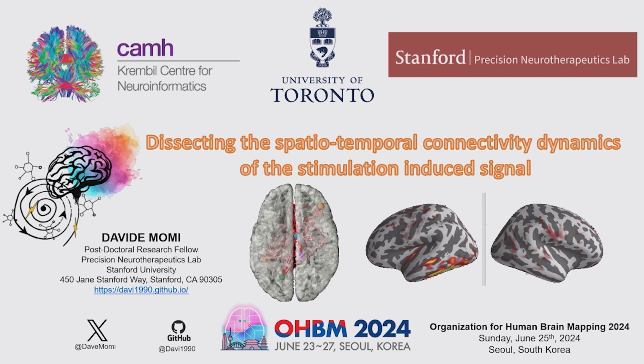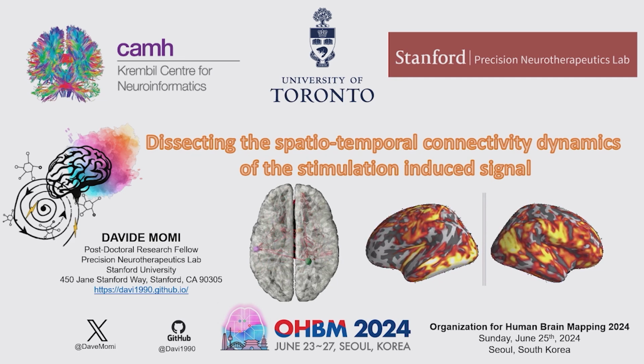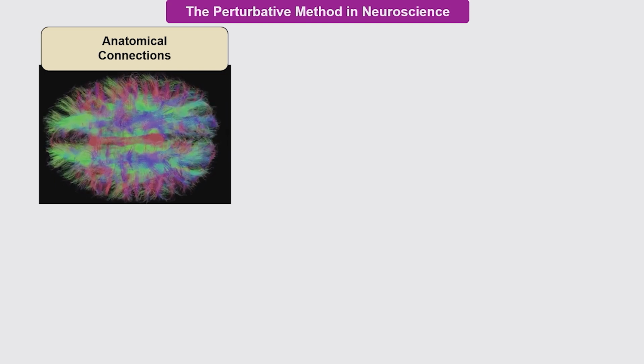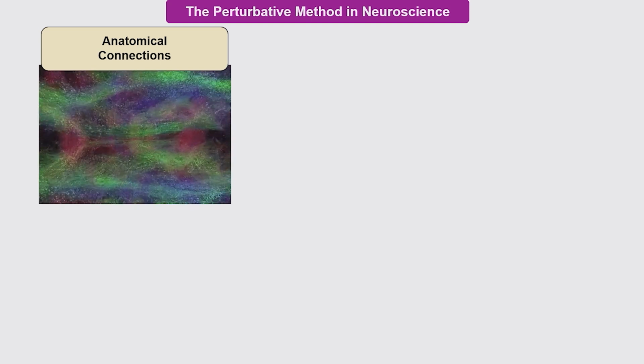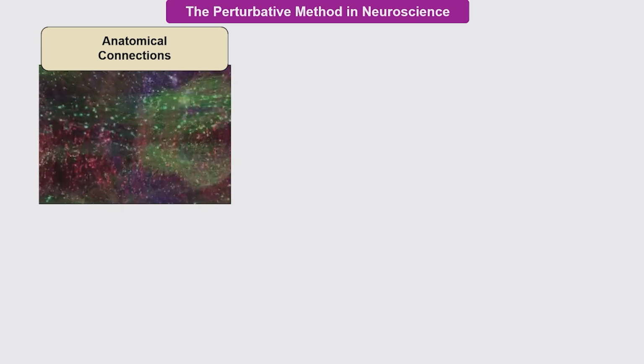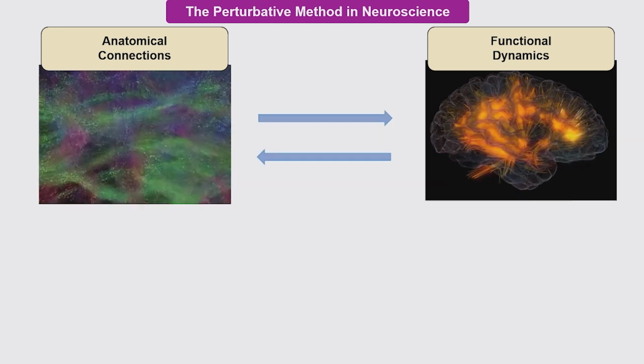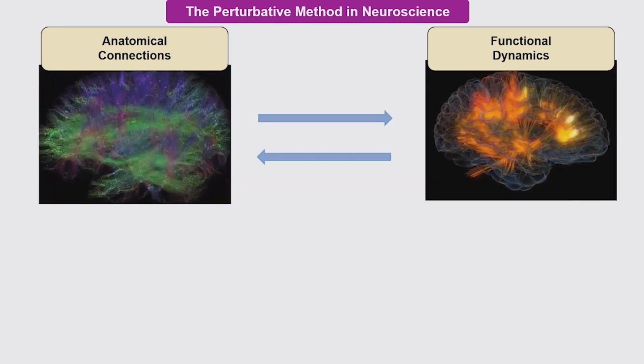I'm Davide, and today I'm going to talk about how we can use brain stimulation and whole brain models for unveiling the different strategies that brain networks have to send, integrate, and receive information. No disclosures. As a neuroscientist, from one side we have the anatomical connectivity, and from the other side we have the functional dynamics that originate from the scaffold.